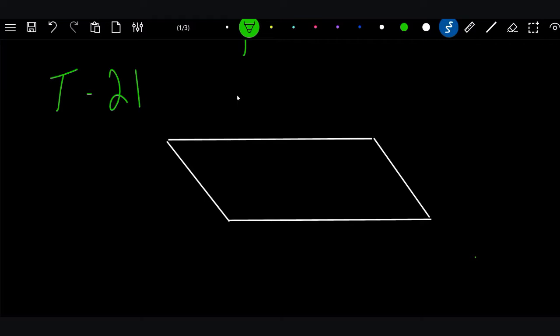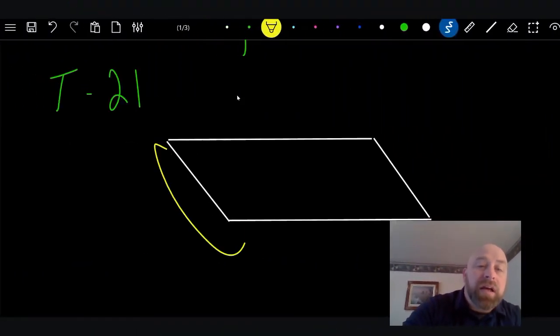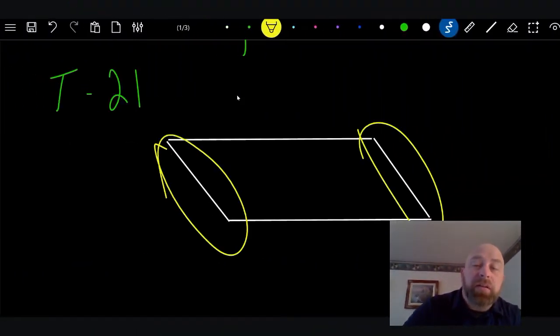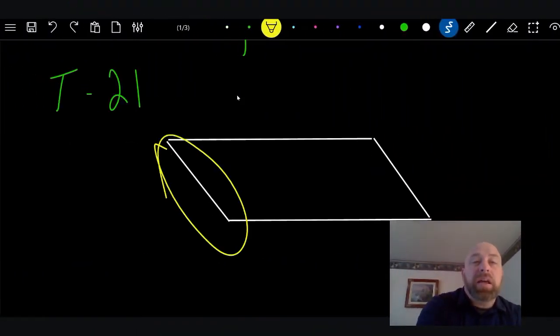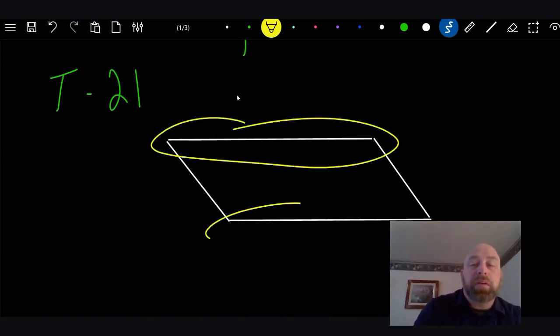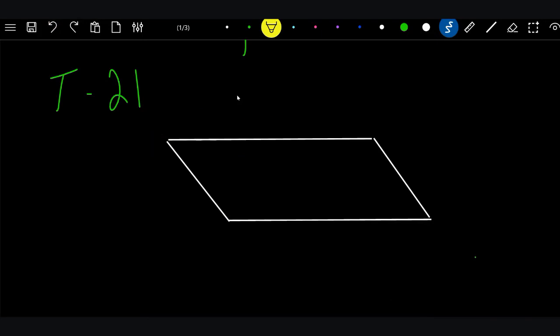Now, what are parallelograms? Well, parallelograms are quadrilaterals, but specifically the word parallel is in there, and so it means that they have parallel sides. So this side is parallel to this side, and this side is parallel to this side. That's a parallelogram.